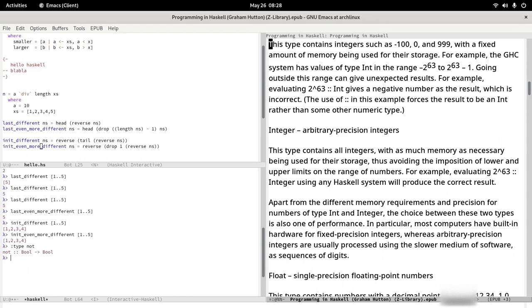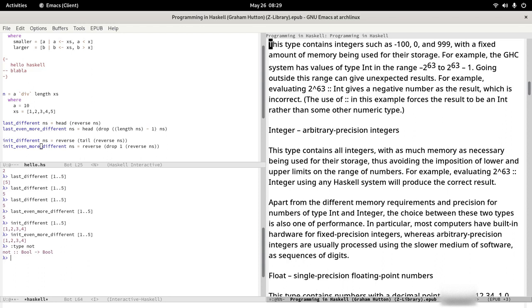For example, evaluating 2 to the 63 of type Int gives a negative number as the result, which is incorrect. The use of type Int in this example forces the result to be an Int rather than some other numeric type. Integer: arbitrary precision integers. This type contains all integers, with as much memory as necessary being used for their storage, thus avoiding the imposition of lower and upper limits on the range of numbers. For example, evaluating 2 to the 63 of type Integer using any Haskell system will produce the correct result.